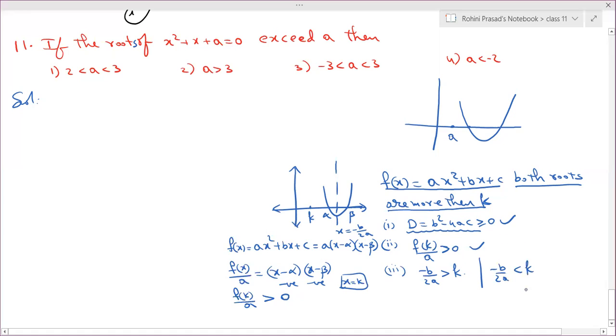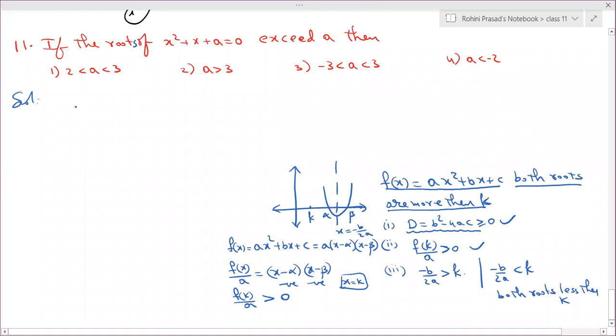greater than k. Suppose instead, if you got minus b by 2a is less than k along with these two conditions, then you get both roots less than k, right? So this is the logic behind that. So this is all the concept. Now we'll apply the concept for this particular problem.